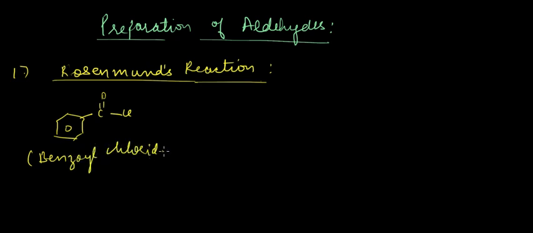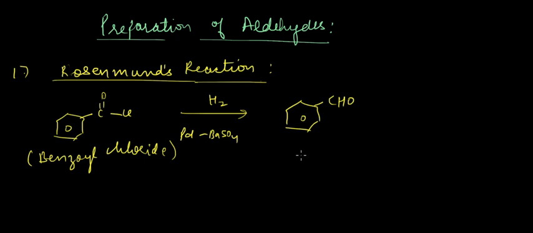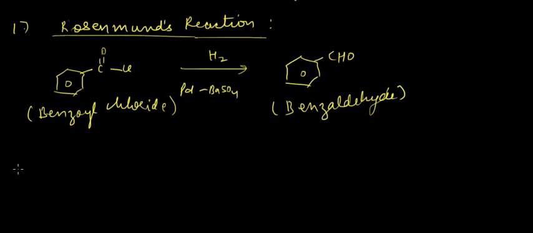And in benzoyl chloride, if we are passing H2 in presence of Pd/BaSO4, so what will we be getting? We'll be getting something like this compound, which is called benzaldehyde. Okay, now second we have something called reduction of nitriles.